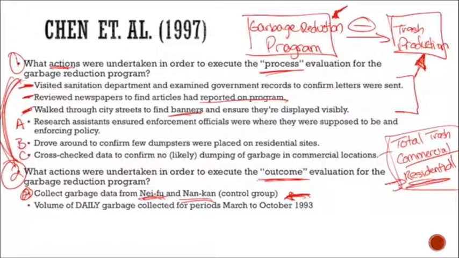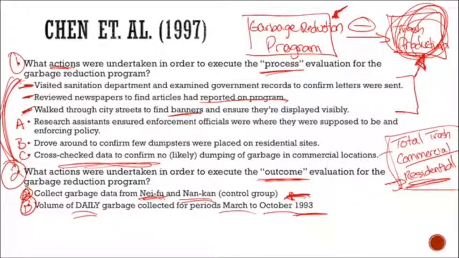Ultimately, they find in the conclusion that there's not really any issue or overflow into the neighboring Nankan town. So they have daily garbage data collected over the course of time, from March to October 1993, and they're looking at the ultimate outcome of trash production. They're not looking at the implementation of the program anymore. They've concluded through the first portion up to this point that the program is being implemented successfully as they desired, and they turn their focus to whether trash is being produced more or less as a result.